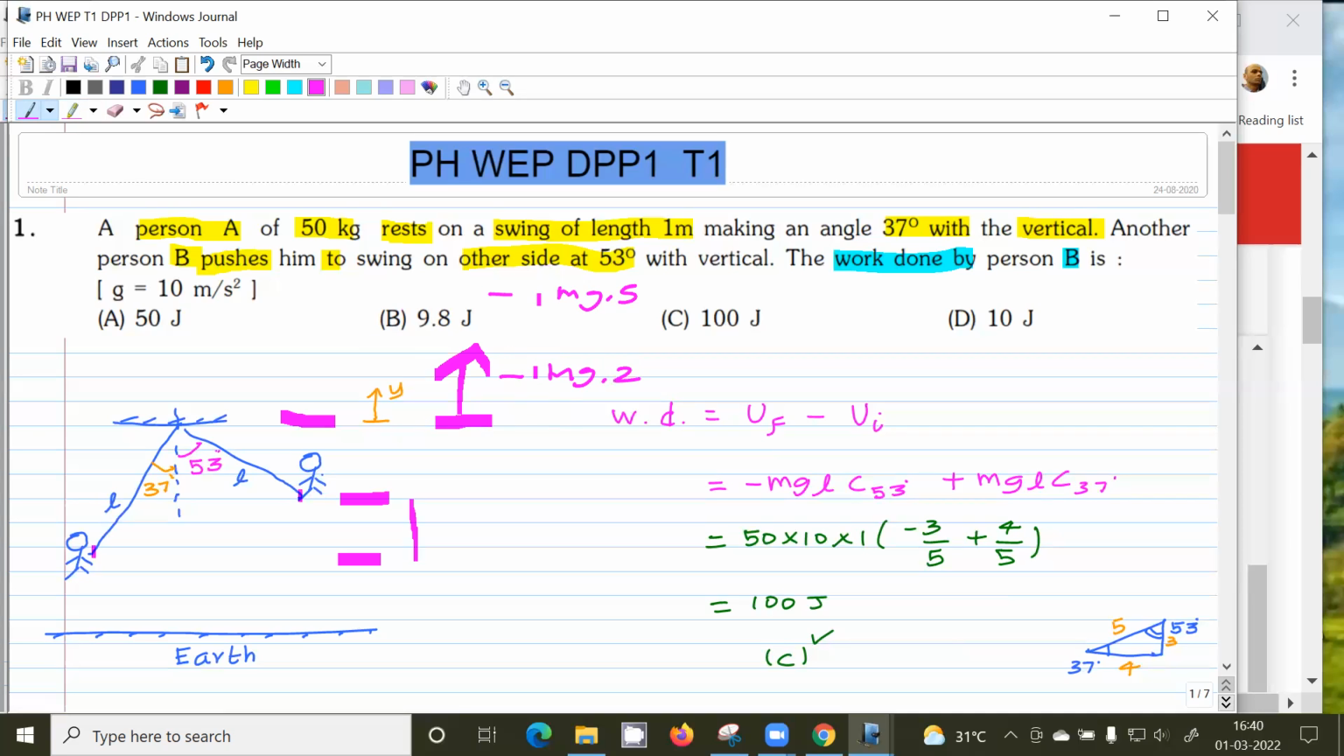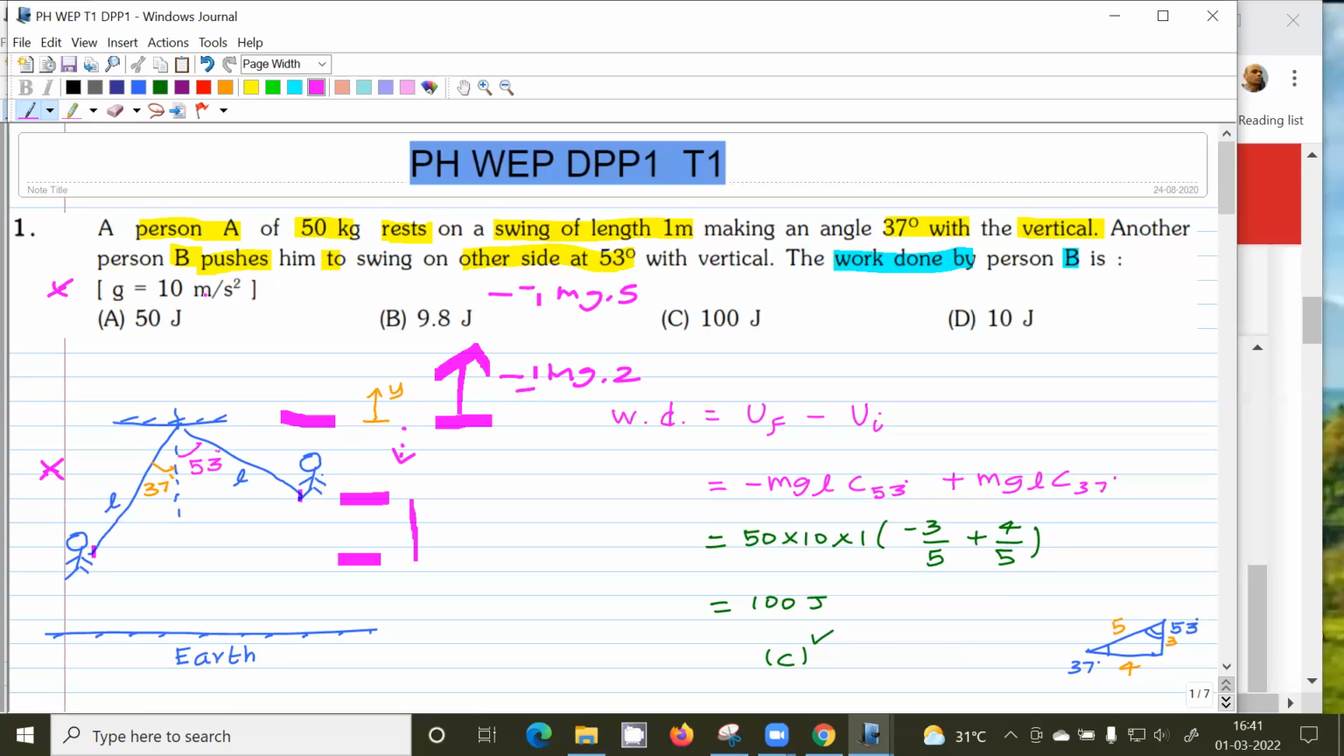But suppose we choose the downward direction as positive for the y-axis, then this will become negative, right? Minus and minus. So in that case, the potential at the higher point is lower than the potential at the lower point. That is not true, because the gravitational potential at a higher point should be more than at the lower point. Is that clear? That is okay, sir, but I don't understand that concept.